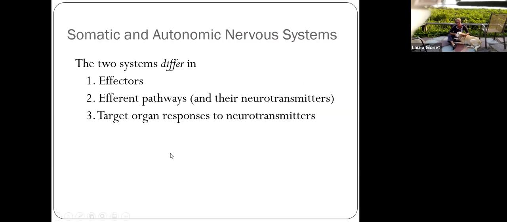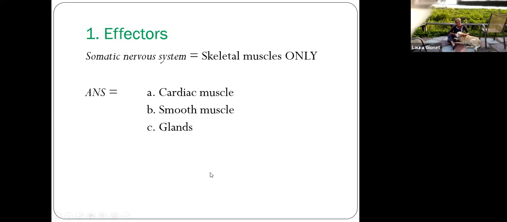So there are two systems that differ in a couple different ways. One is your targets or your effectors. The other is the efferent pathways and the neurotransmitters used between neuron 1 to neuron 2 and neuron 2 to the target organ in the case of the autonomic nervous system, and the target organ responses to neurotransmitters. All right, so let's look at effectors. Somatic division is skeletal muscle only, and the autonomic nervous system is everything else. Cardiac muscle, smooth muscle, and glands.